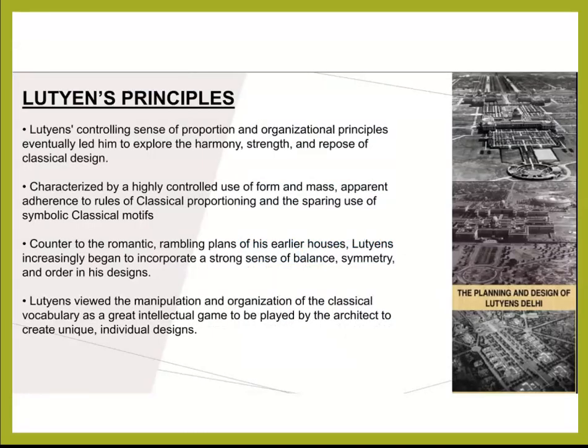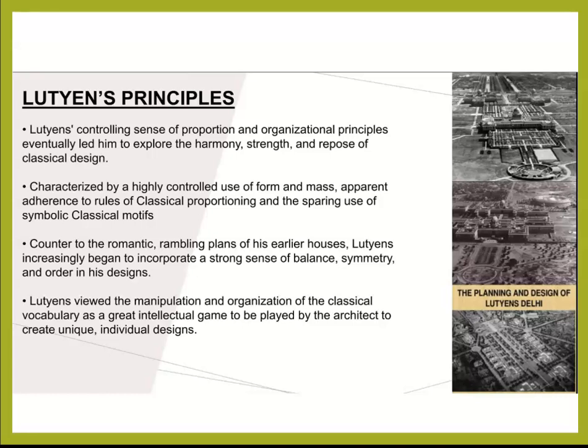Normally, the Lutyens principle is to impose harmony, strength, and repose through classical designs. He used to control the sense of proportion and organizational principles, and the form and the mass. For example, the Parliament House or Sansad Bhavan is designed as a circular form. The Rashtrapati Bhavan is designed as a rectangular or U-shaped form, and he is well known for his rules of classical proportionality and sparing use of symbolic classical motifs.